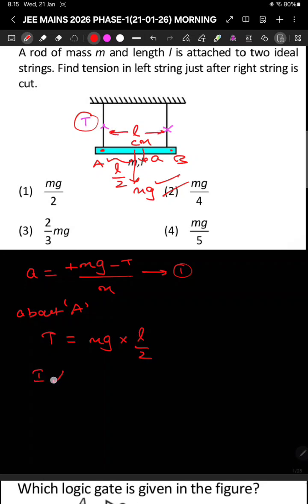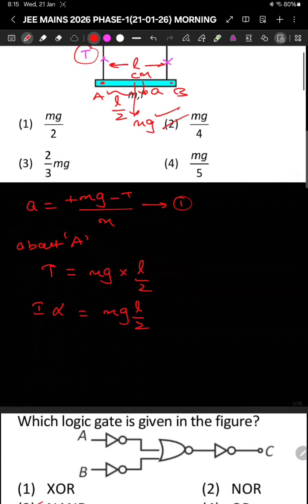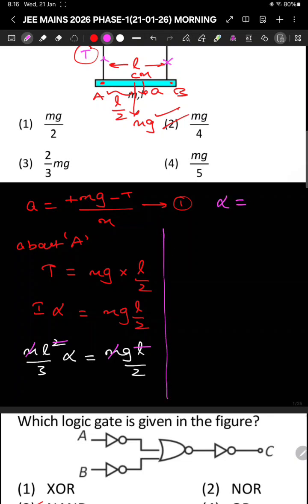We know tau equals I alpha, equal to mg into L by 2. Here I is the moment of inertia of the rod about one end, which is mL squared by 3. So mL squared by 3 into alpha equals mg L by 2. Here m cancels, and one L gets cancelled. From this you can find the alpha value as 3g by 2L. Let us take it as equation 2.